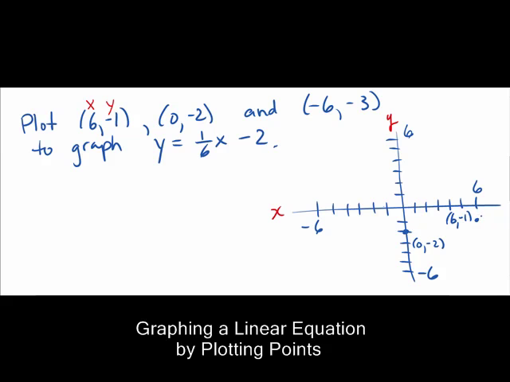Now that's enough to draw my line, but I've chosen to graph one more point just to make sure, because if I get something that looks like a triangle instead of a line, I know I went wrong somewhere. So negative 6, negative 3. Negative 6 in the x coordinate means we're going to go to the left 6, and then negative 3 in the y means we're going to go down 3 units. That would be about here. Negative 6, negative 3. And that does look like it lines up, so I think we did a good job. So there's the graph of y equals 1/6 x minus 2.